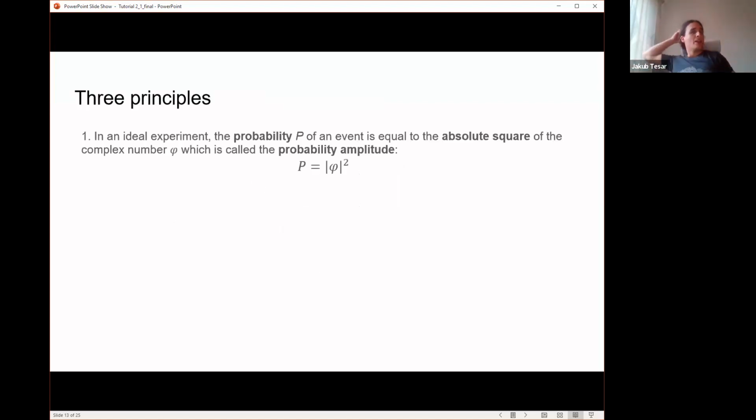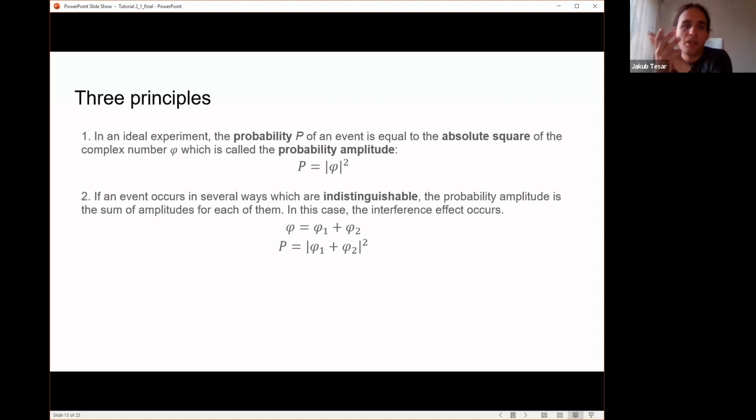The first one, I will not elaborate on what an ideal experiment is, but the principle goes: in an ideal experiment, the probability P of an event is equal to the absolute square of the complex number phi, which is called the probability amplitude. And this is what's known as Born's rule. If we are talking about probabilities of something happening, this first principle says that we should think first about the probability amplitude, and we will get the probability out of it only if we take the norm square of this amplitude.